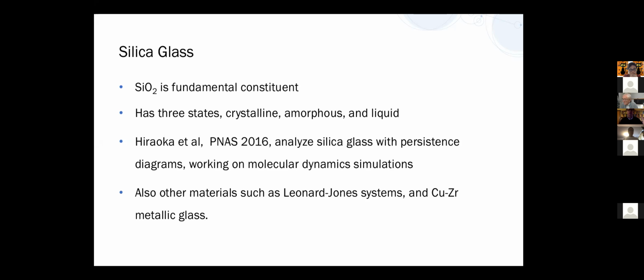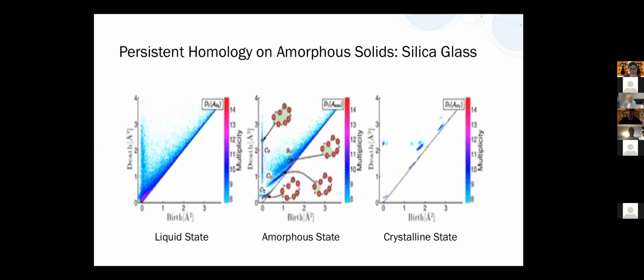What they do is they analyze the silica glass with persistence diagrams, working on molecular dynamics simulations at various temperatures and so on. They also did work on other materials such as Lennard-Jones systems and CuZr, I think copper zirconium glass. Again, I should say, as a caveat, I'm not an expert on any of this solid state physics, but what I will show you are these pretty pictures, which I think are indicative of how the work will go. What you can see here is they've studied the three separate states: the crystalline state, the amorphous state, and the liquid state.